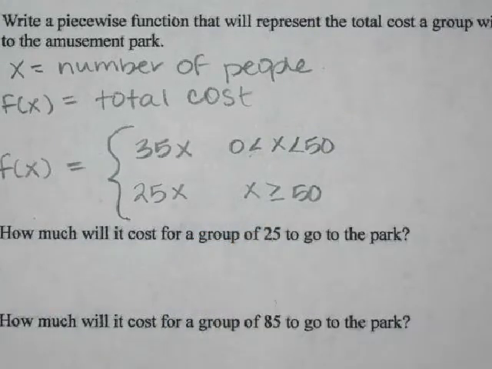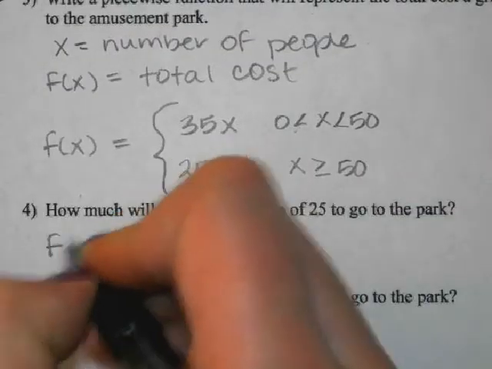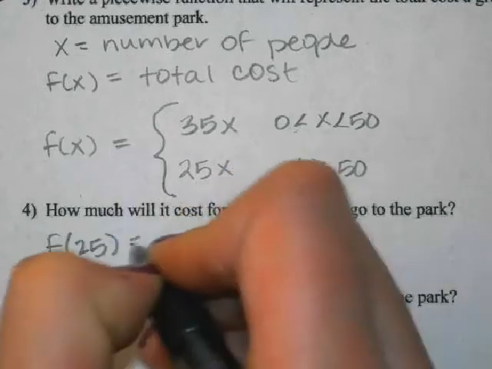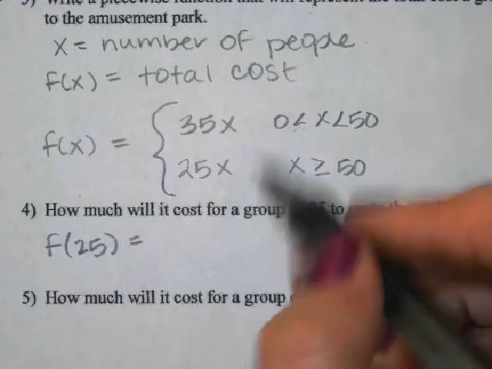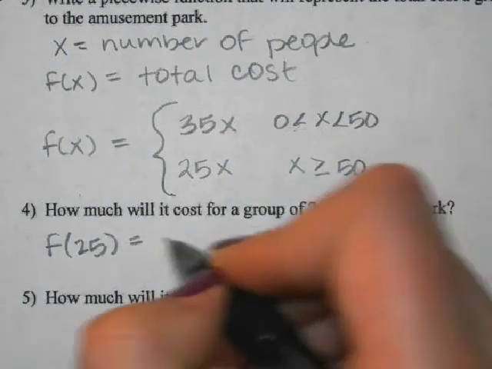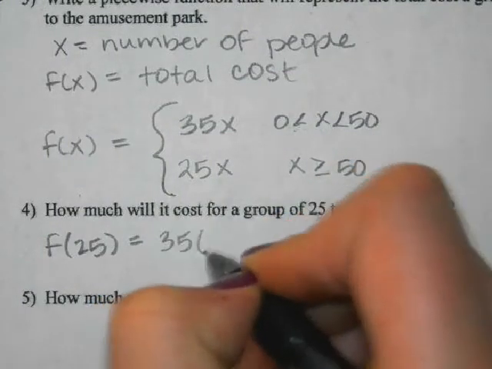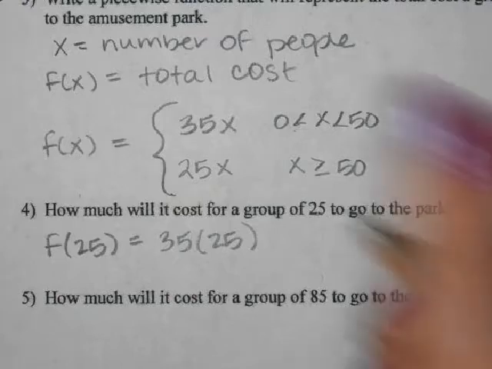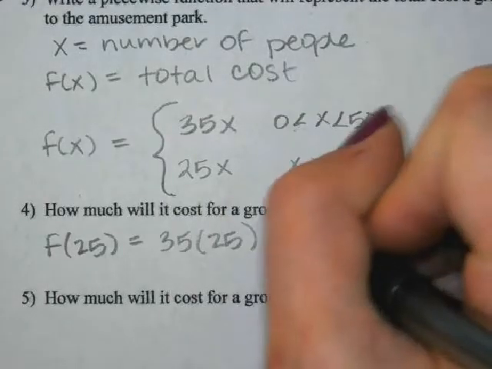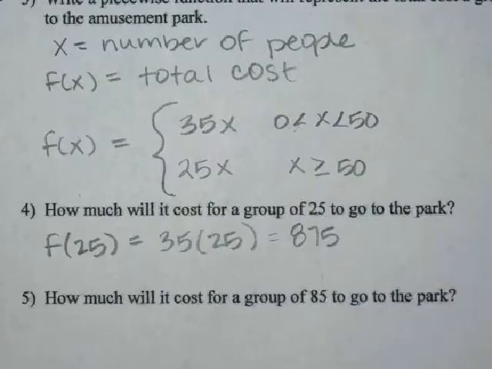Okay. So how much will it cost for a group of 25 to go to the park? We're going to say f of 25. And then which function are we going to plug it in? The second one. No, the first one. The first one. So we're going to say 35 times 25. 870. Is it 870? I don't know. Oh, you were just making up numbers. Yeah, somebody said that. 875. You were very close.